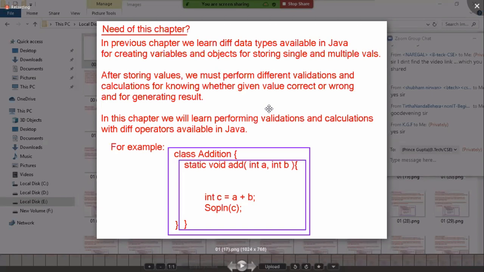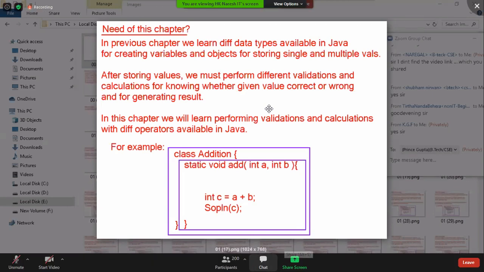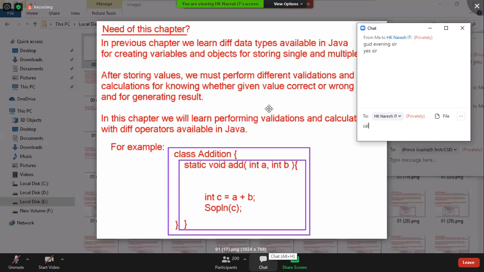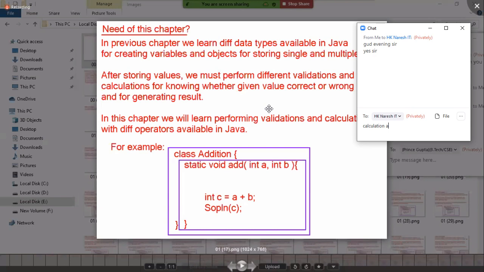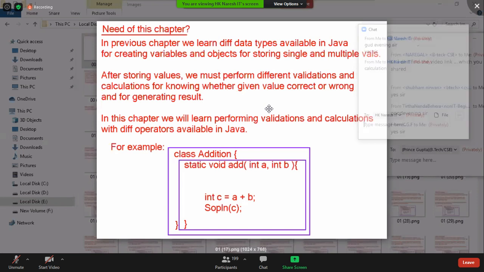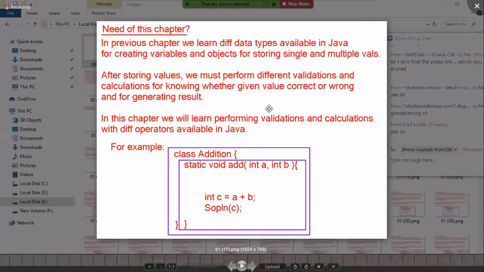Can you all tell me, is the statement int C = A + B performing calculation or validation? It is not performing validation. It is performing calculation. What is the meaning of calculation? Just generating some result. A plus B, after adding two numbers, some result is generated, right? So A plus B is a calculation operation. After the result is generated, what should we do? We must store it. Here two operators are executing, the plus operator and the assignment operator.